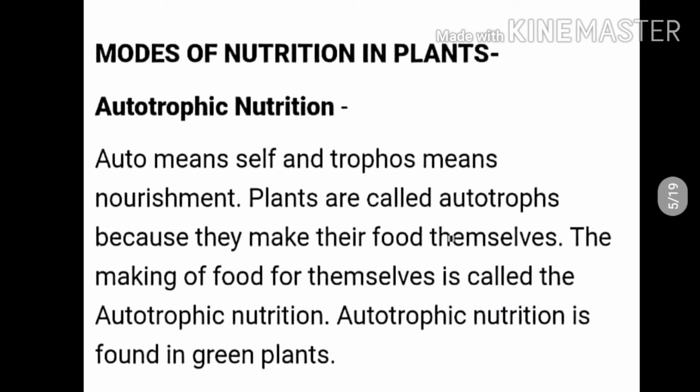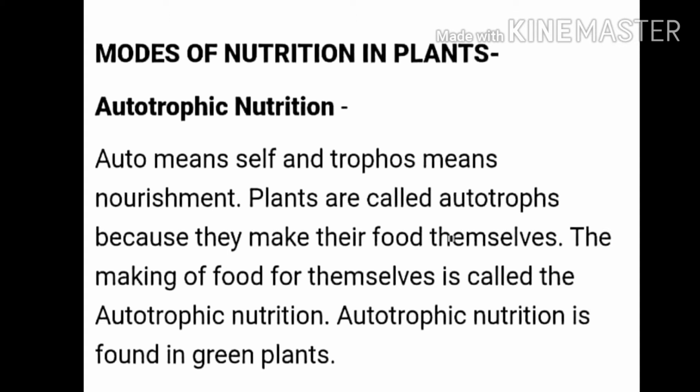Autotrophic nutrition. Autotrophic is made up of two words, auto and trophos. Auto means self and trophos means nourishment. Plants undergo this type of nutrition, that's why they are known as autotrophs, because they are capable of making their food by themselves. So the mode of nutrition in which plants make their food by themselves in the presence of sunlight energy, carbon dioxide and water is known as autotrophic nutrition.